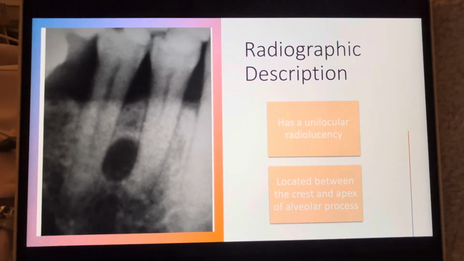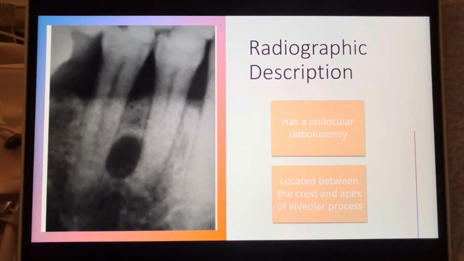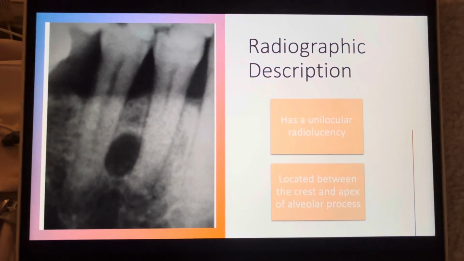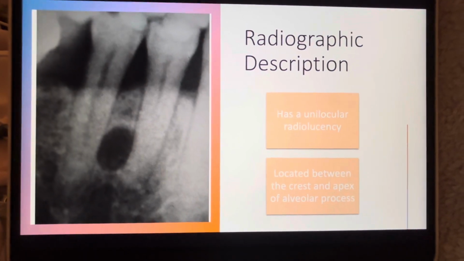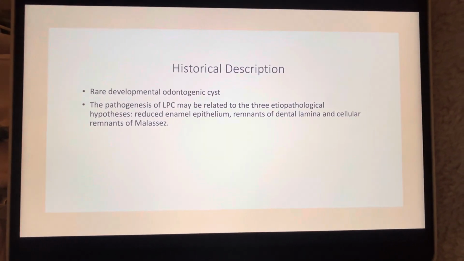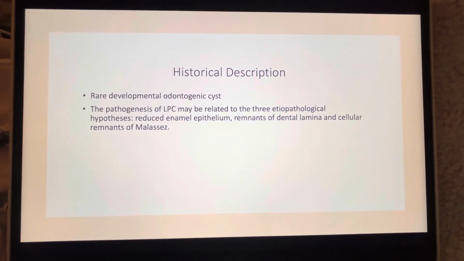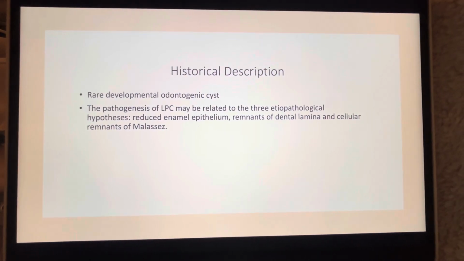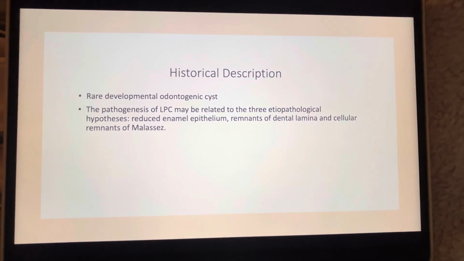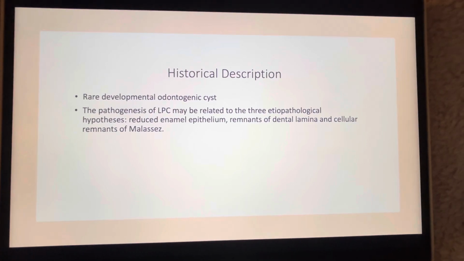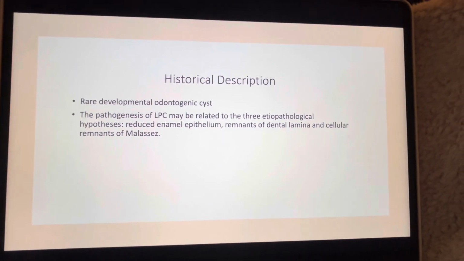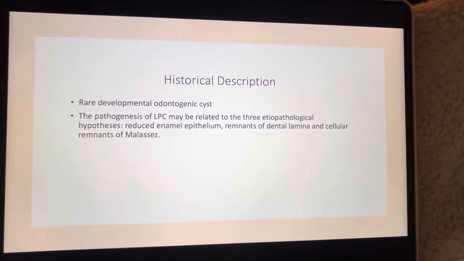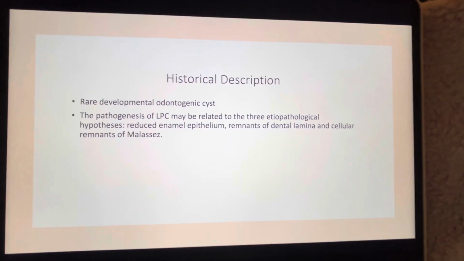For radiographic description, it has a unilocular radiolucency, and it's located between the crest and apex of the alveolar process. The historical description is a rare developmental odontogenic cyst. The pathogenesis of a lateral periodontal cyst may be related to three hypotheses: reduced enamel epithelium, remnants of dental lamina, and cellular remnants of malassez.